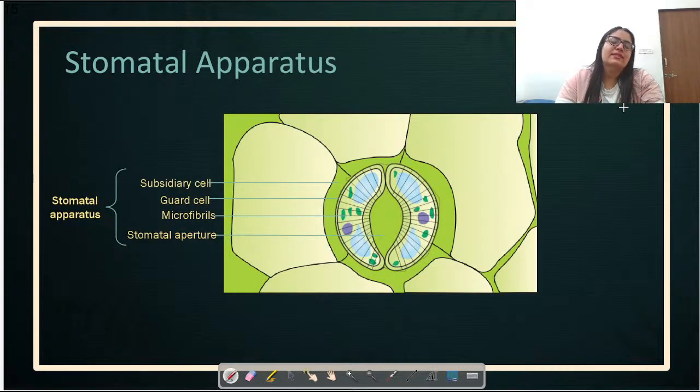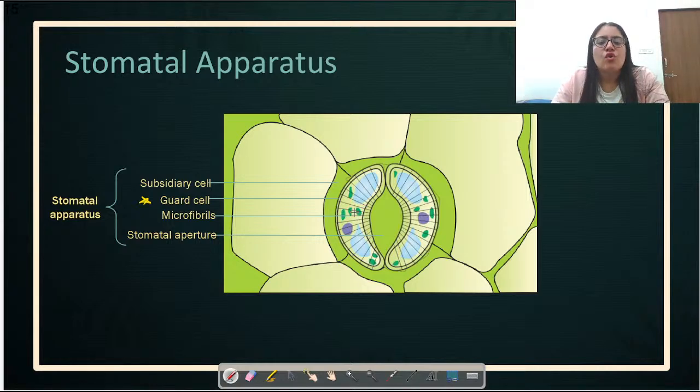So next, let us talk about the stomatal apparatus. This is how a stomatal apparatus looks. It has the very important guard cells. These are the two kidney shaped guard cells that you can see in dicots. In monocots they will be dumbbell shaped. These are the very important and main cells, the guard cells, that actually help in opening and closing of the stoma.